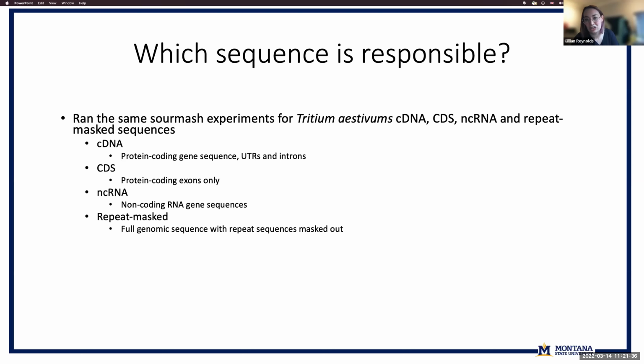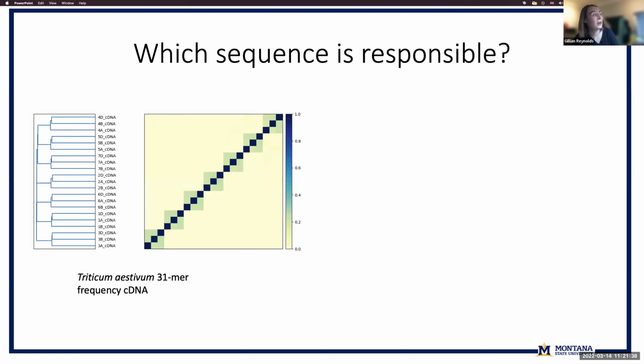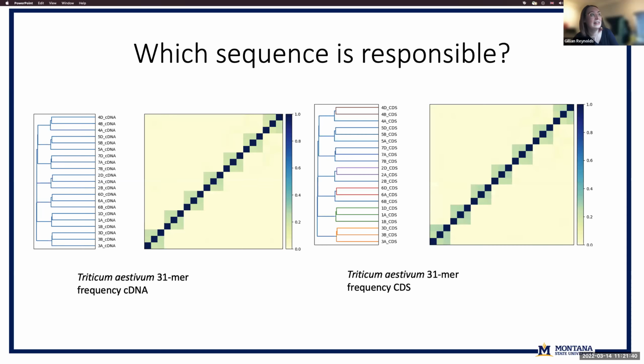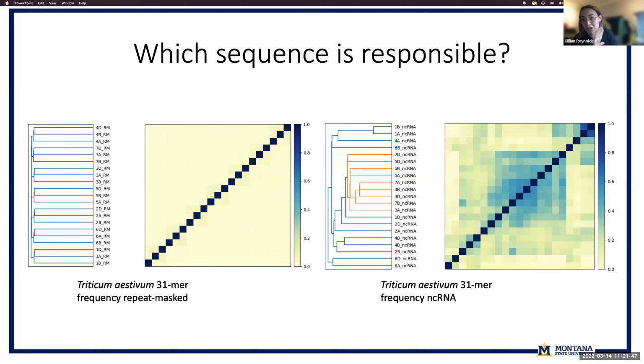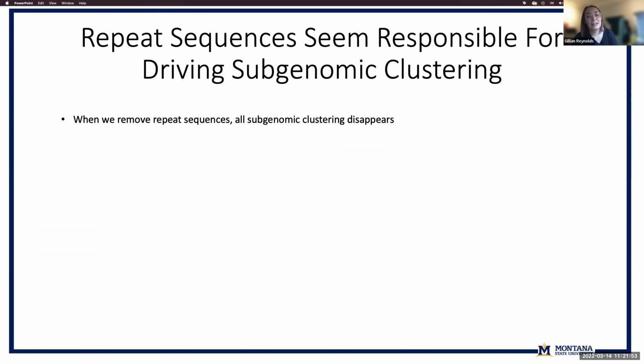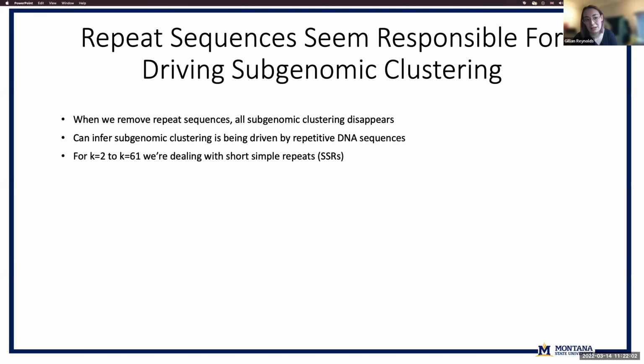And what we find essentially is that subgenomic clustering does not happen for cDNA or CDS. It also does not happen for the repeat masked sequences, and it does not happen for non-coding RNA. The non-coding RNA is a mess. It has no stable clustering pattern at all. And so what we can infer is that it's the repeat sequences that are responsible for driving the subgenomic clustering, because when we remove these, all subgenomic clusterings disappear. And we can infer that it's the repeats.